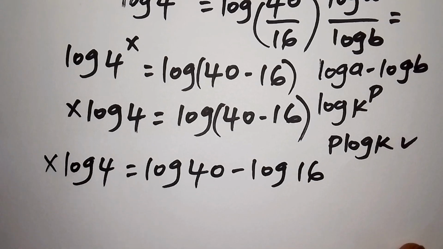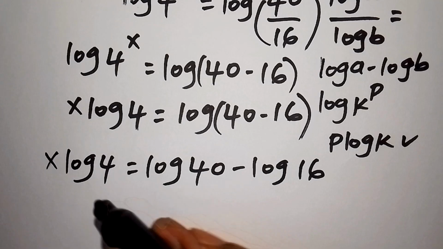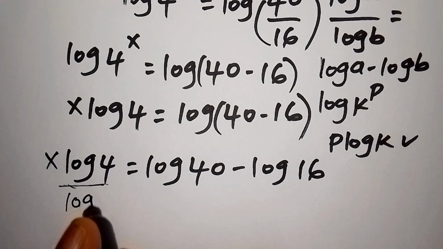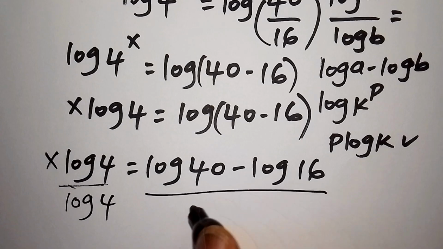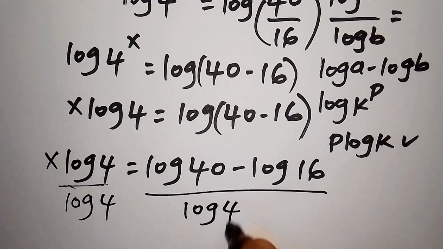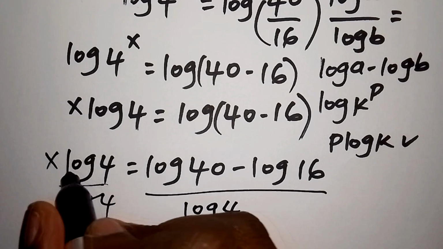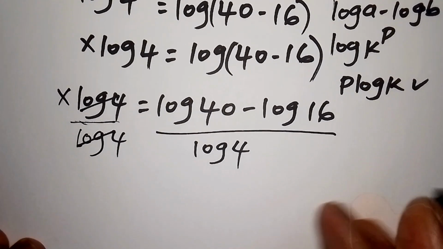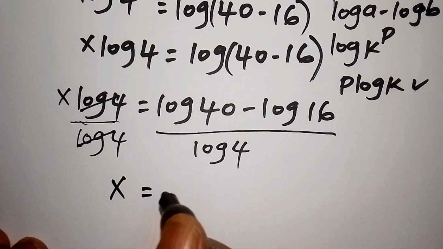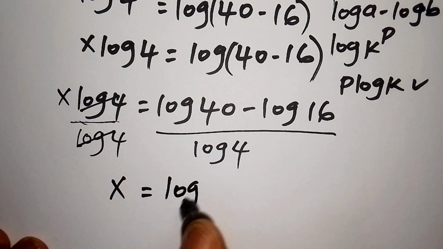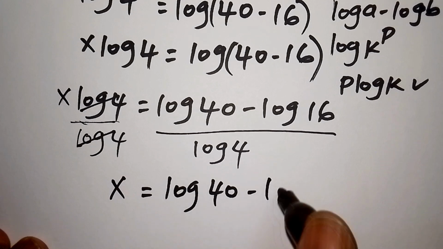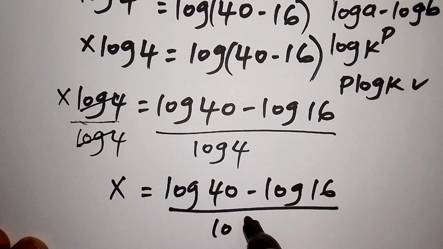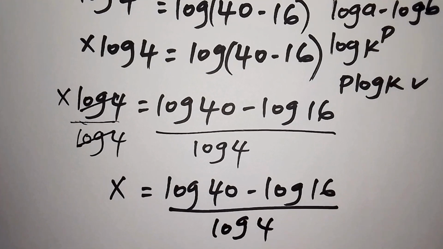So at this point we can do away with the log of 4 by dividing both sides by the log of 4. Then also the whole of this side by the log of 4. So that now log 4 and log 4 shall cancel each other. So that now we shall say that x is equal to the log of 40 minus the log of 16, then all over the log of 4.